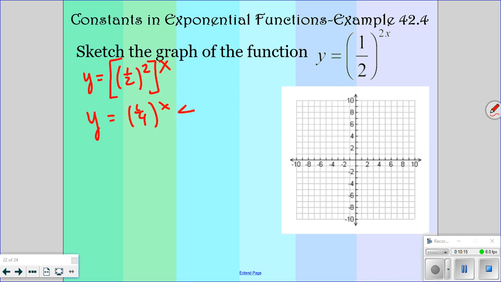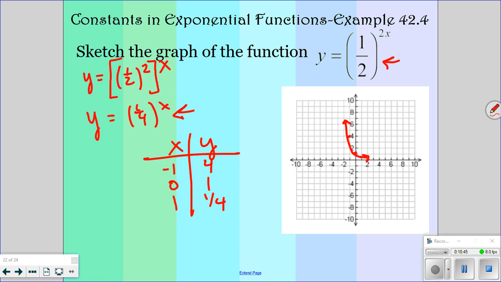So if you want to plug into this equation or to this one, either way, you'll get the same thing. The book just thinks that simplifying it makes it easier to plug in. So I'm going to plug in -1. If I plug in -1, I'm going to get 4. If I plug in 0, I get 1. And if I plug in 1, I get 1/4. So when you graph it, you will graph your points. And then there's your answer. So it doesn't matter if you simplify your graph or not. Either way, you'll get the same thing.